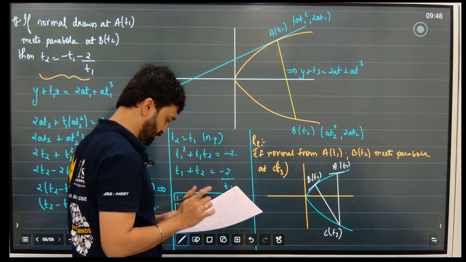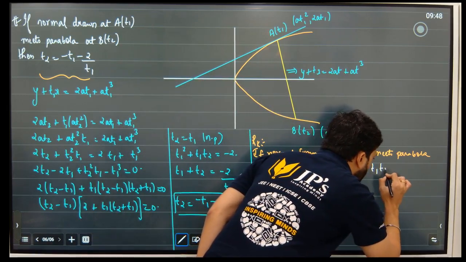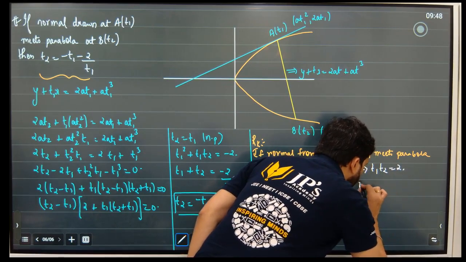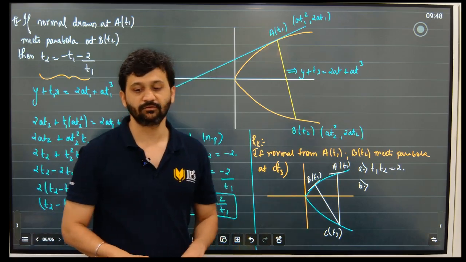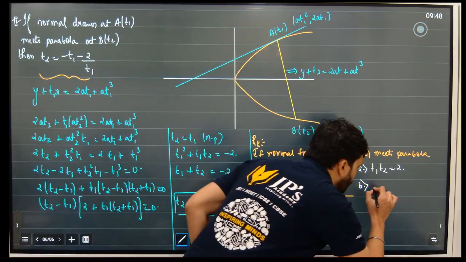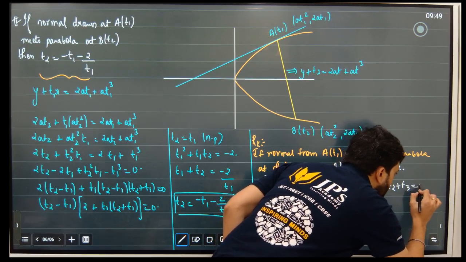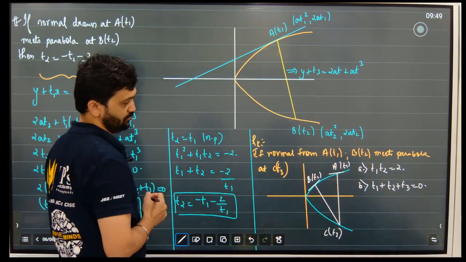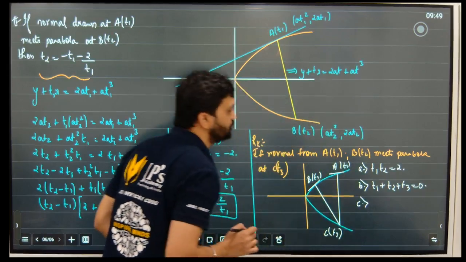So if this is given, first part, your t1 into t2 will be 2. So remember this. If such a concept comes, I know that t1 t2 will be equal to 2. Now we have already written this, t1 plus t2 plus t3 is equal to 0. If you remember, we just solved this right now. t1 plus t2 plus t3 is equal to 0, the algebraic sum of the ordinates.